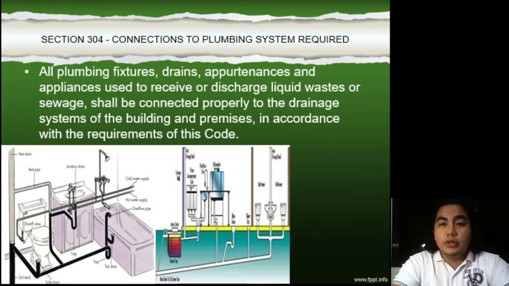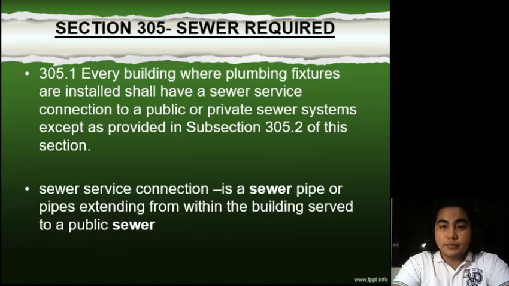Section 304, connections to plumbing system required. All plumbing fixtures, drains, appurtenances, and appliances used to receive or discharge liquid waste or sewage shall be connected properly to the drainage system of the building and premises in accordance with the requirements of this code. Fixtures such as toilet, lavatory, bathroom, and shower should be connected with proper plumbing.